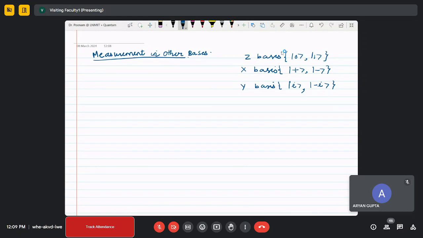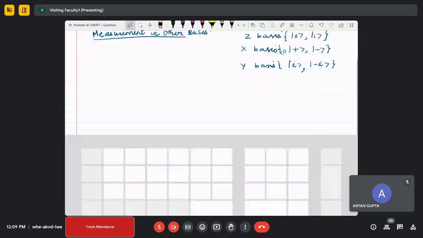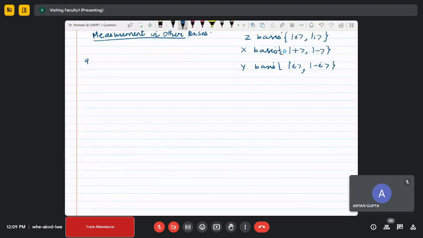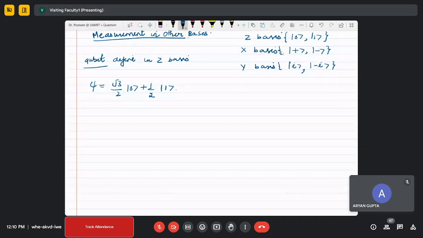Okay, let's take an example for conversion. Suppose we have a qubit defined in Z basis, root 3 by 2 plus 1 upon 2. This one.